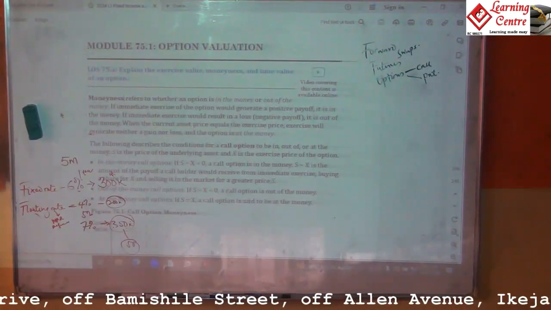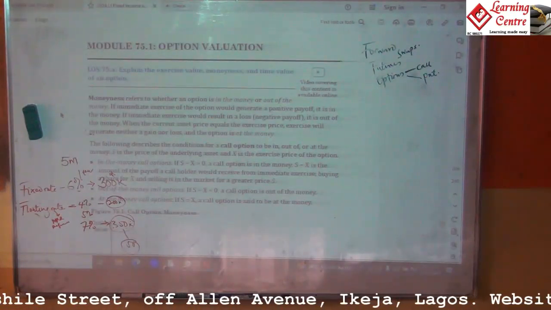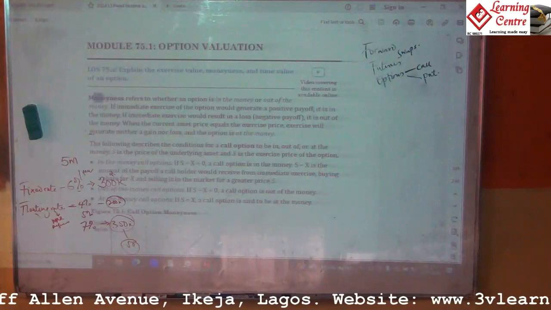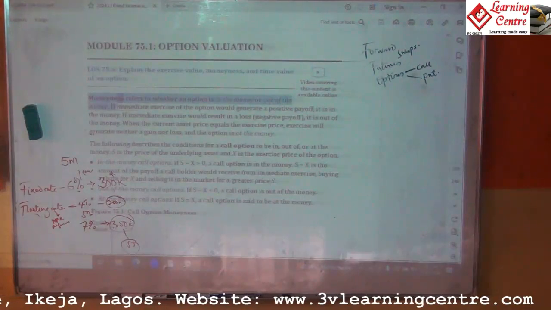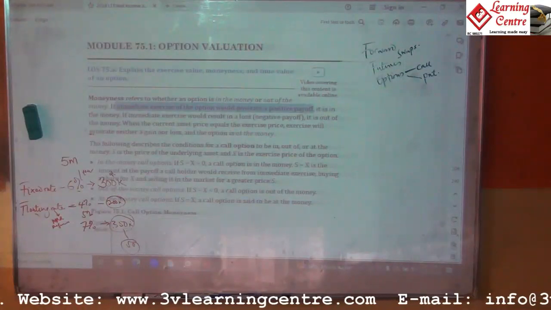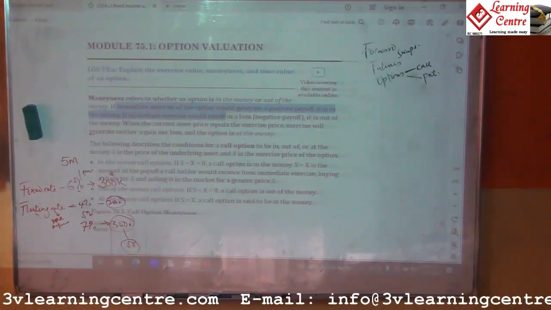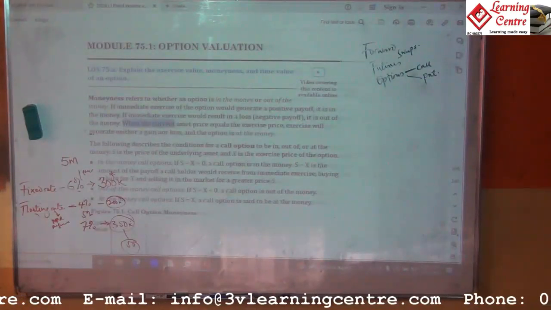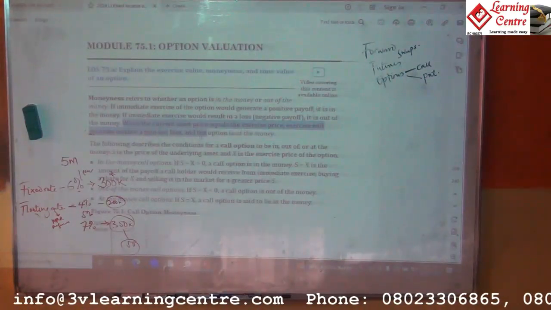So those are the two main ones that you will get in the exam. Okay? So let me just run through this, but it's something we've spoken about already. Moneyness refers to whether an option is in the money or out of the money. If immediate exercise of the option will generate a positive payoff, it is in the money. If immediate exercise will generate a loss or negative payoff, it is out of the money. When the current asset price equals the exercise price, exercise will generate neither a gain nor a loss: at the money.